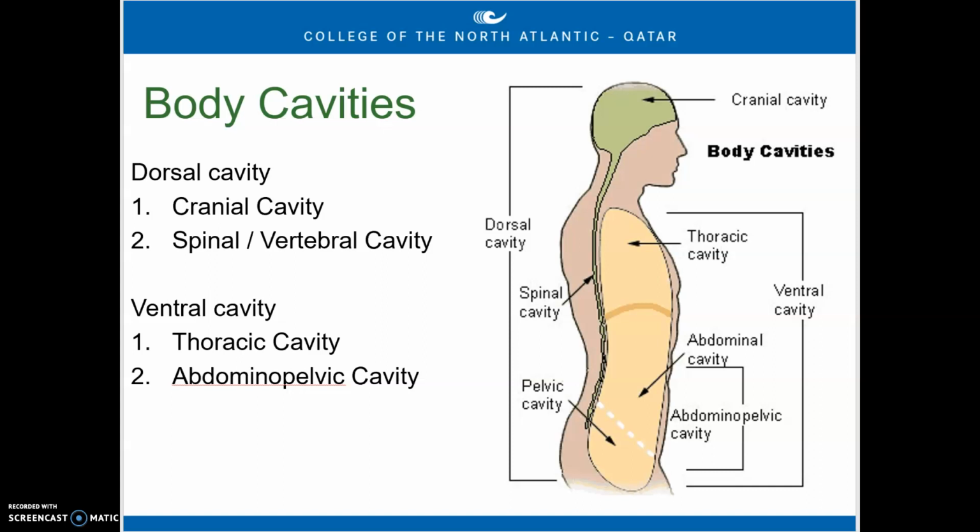You can see on the picture here, they also have the pelvic cavity. Get that word mixed up. But for our purposes, I'm just going to talk about the thoracic and the abdominal pelvic. So the abdominal pelvic will have the abdominal and the pelvic cavity together. So two body cavities, each one's divided into two smaller regions.